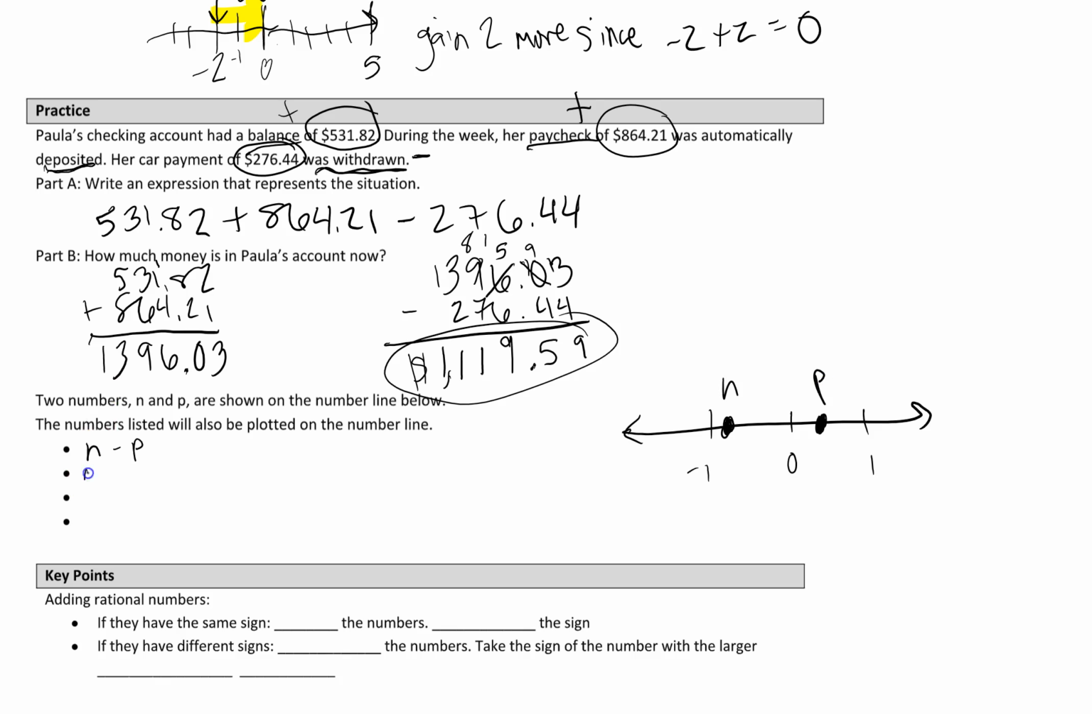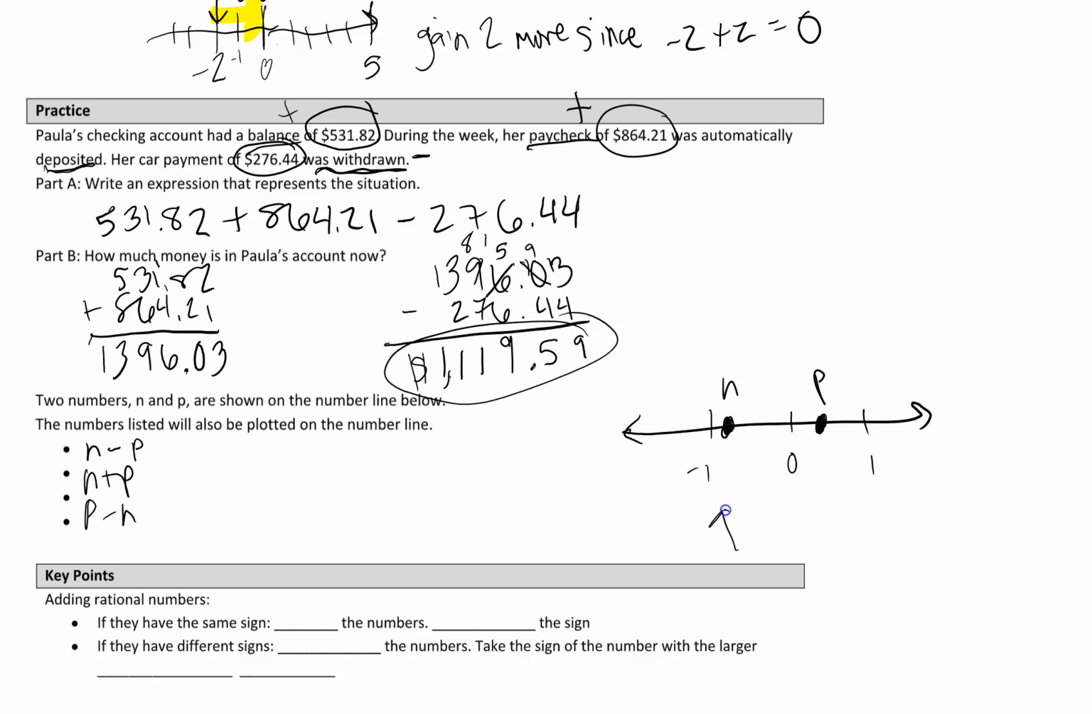Now, our task is to compare these operations. So n minus p, n plus p, and p minus n. We're going to decide which of these is the smallest or has the least value and which is the greatest. So n here is negative, it's far away from 0. p is positive.